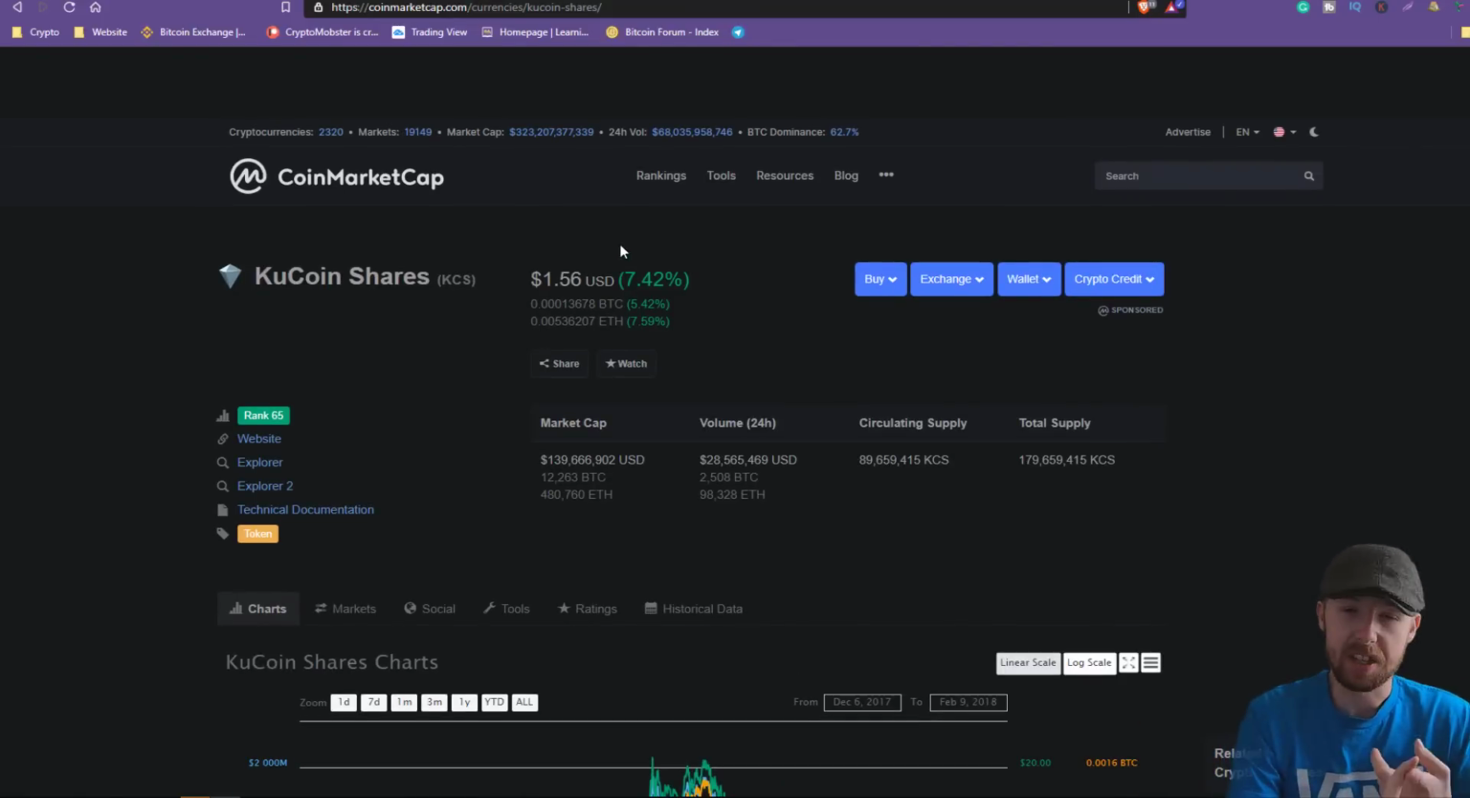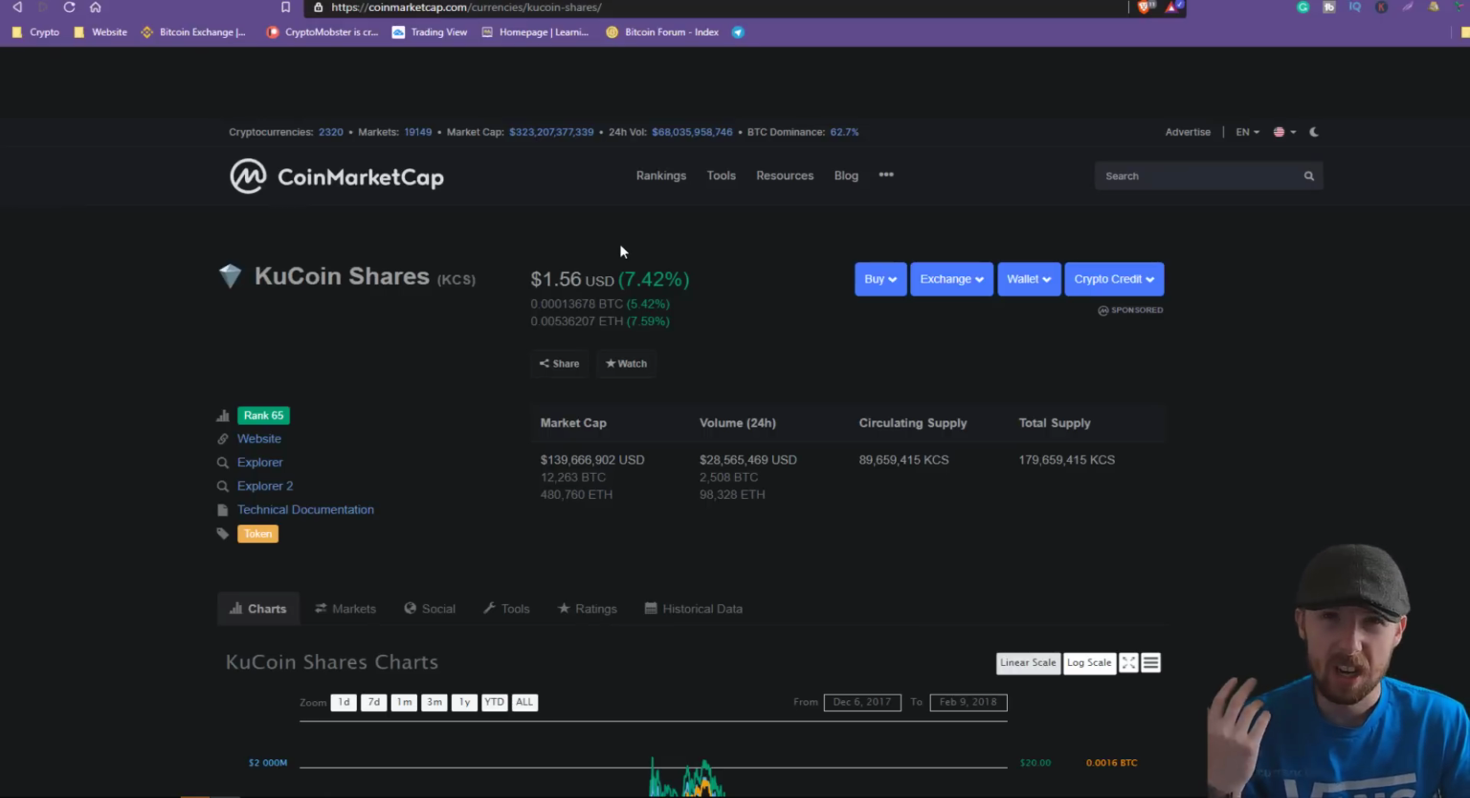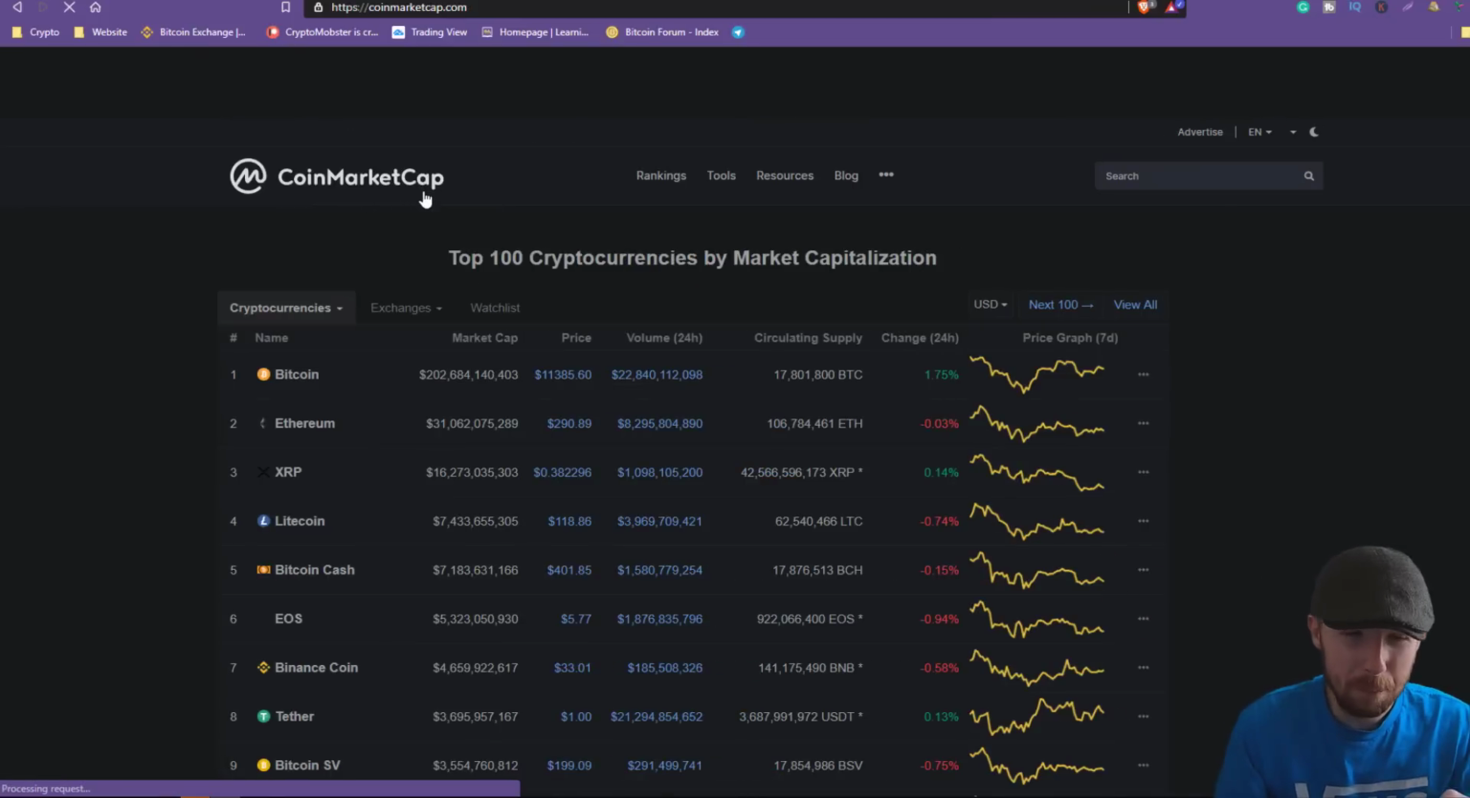Like the likes of Utrust was on KuCoin exclusively. There was a load of little random coins that were on KuCoin first, then they went to Binance and stuff like that. But honestly, they were pumping crazy.